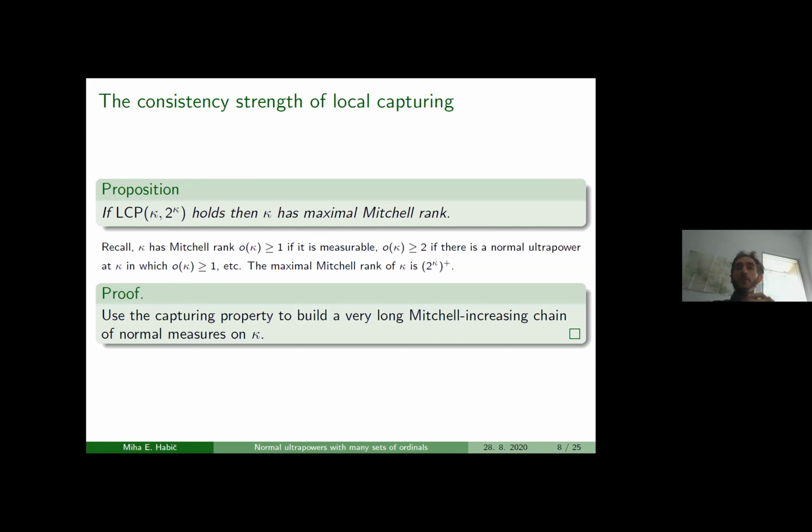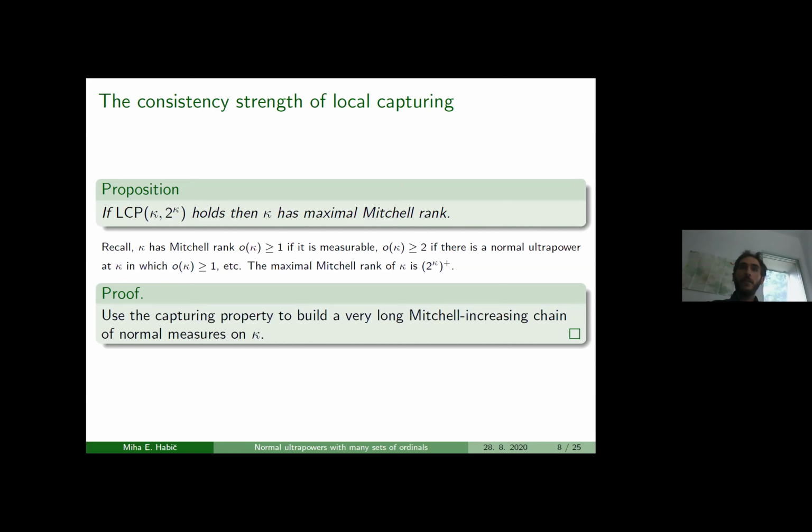So you're going to use the local capturing property to build a very long Mitchell increasing chain of normal measures, right? So what you're going to do is you're going to start with a normal measure, and you're going to apply local capturing to this measure so that you're going to place it in a normal ultrapower. But that normal ultrapower arose from a normal measure, and now you have the second normal measure that's Mitchell above the first one, all right? And now you can keep doing this. Now you can fit these two normal measures into a third normal ultrapower. So you get a third normal measure that's Mitchell above the first two. And you can keep going, and keep going, and keep going.